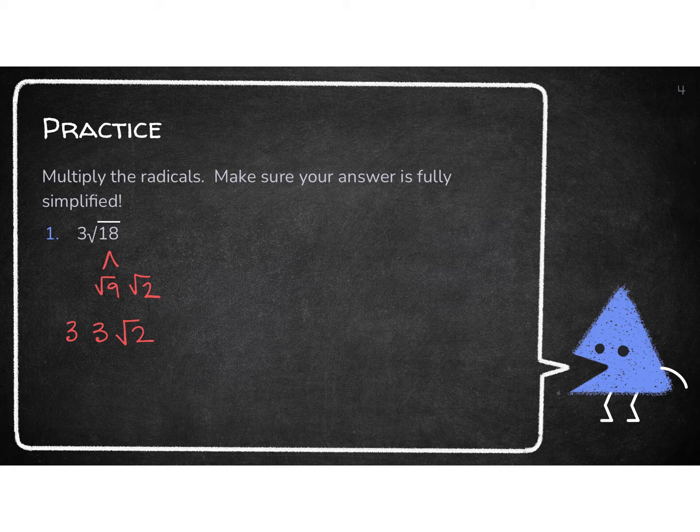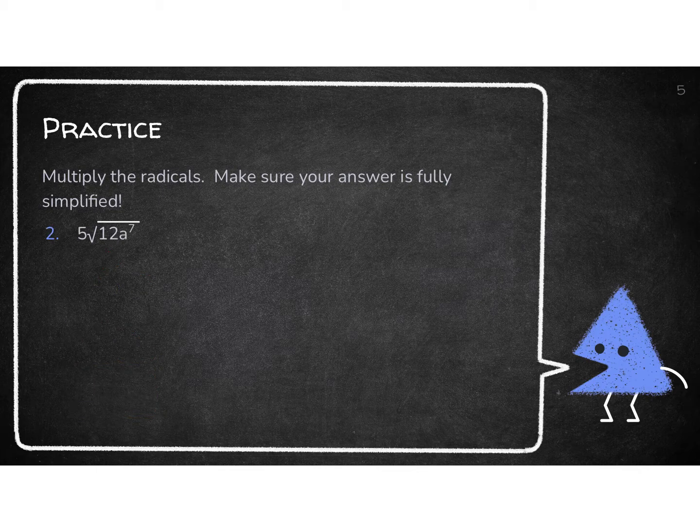When you have 2 numbers out front like this, there's no adding, there's no subtracting. That tells me I'm multiplying those numbers. So I'm going to multiply the front. 3 times 3 is going to give me 9, and then I still have the square root of 2. I can't simplify anymore, so I know that that's my final answer and I'm done.